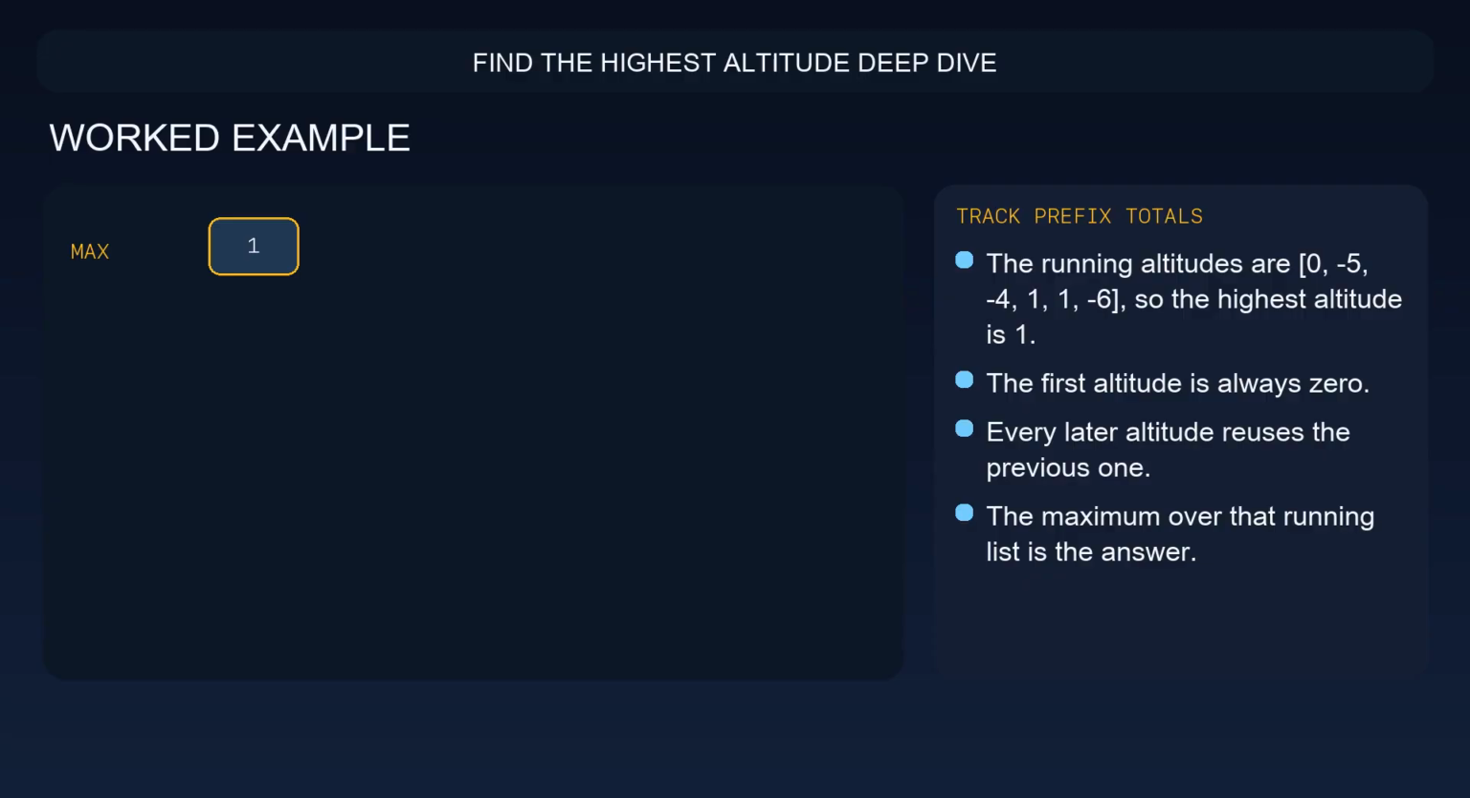The example makes the pattern easy to remember. Generate the running totals and keep the best one. The running altitudes are 0, -5, -4, 1, 1, -6, so the highest altitude is 1.